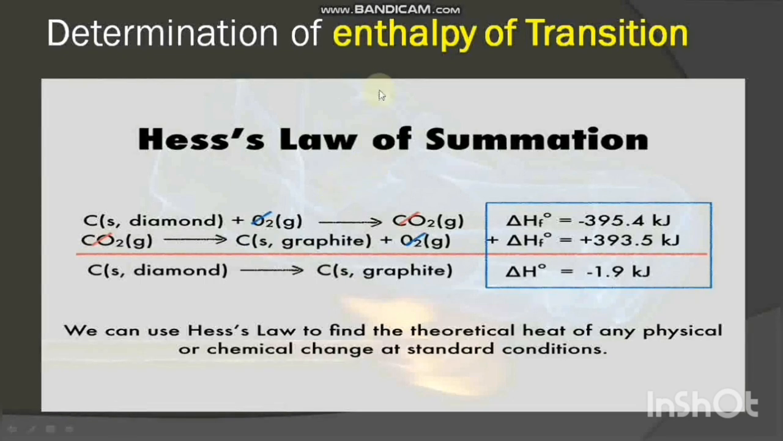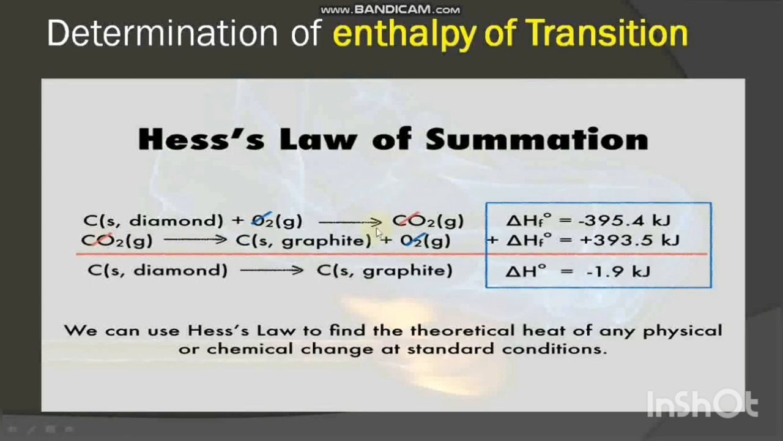Third application, calculation of enthalpy of transition. Many nonmetals like carbon, sulfur, phosphorus exist in a number of allotropic forms. The enthalpy of transition is the change in enthalpy when 1 mole of allotropic form of a substance changes to the other and vice versa. The change is very slow and the amount of heat energy exchanged is so small that the value cannot be determined experimentally. However, the enthalpy of such transitions can be calculated theoretically with the help of Hess's law.